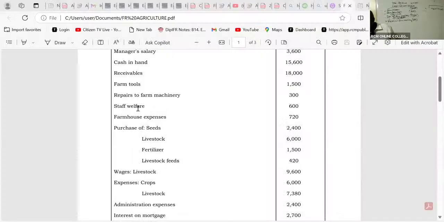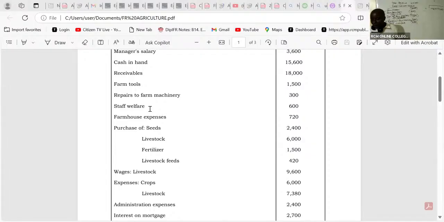You can see we have staff welfare. Staff welfare, it has not been stated whether they belong to cash crops. These are general welfare things. So we have staff welfare, 600.